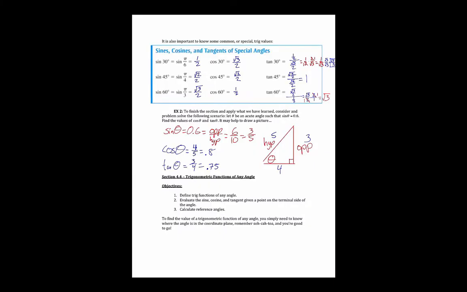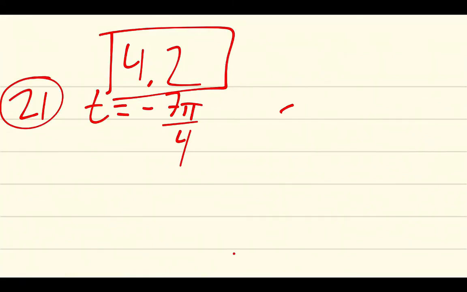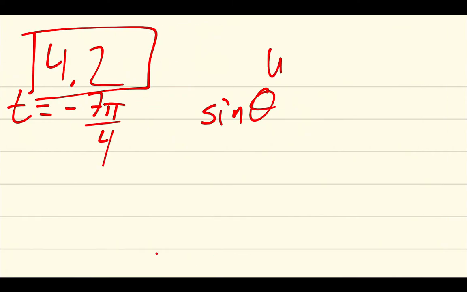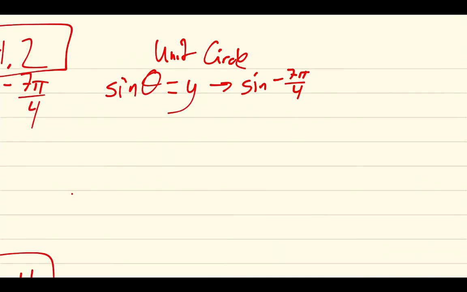So, quick refresher on how to find sine, cosine, and tangent. Sine of an angle on the unit circle is just your y value. So in this case, the sine of negative 7 pi over 4 would be the y value where it's coterminal with pi over 4. So it's going to be root 2 over 2.